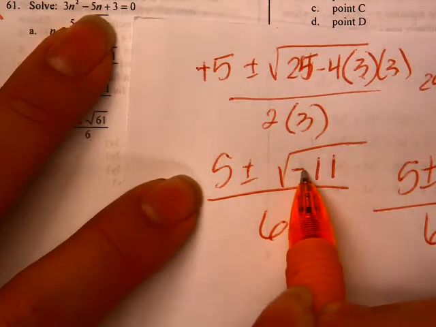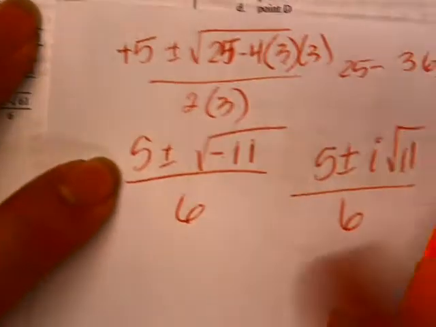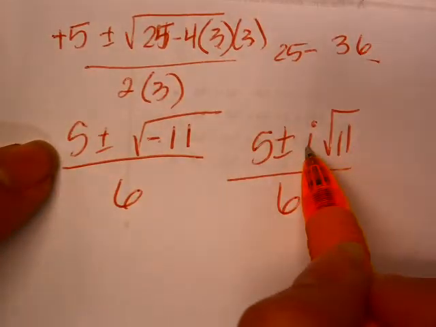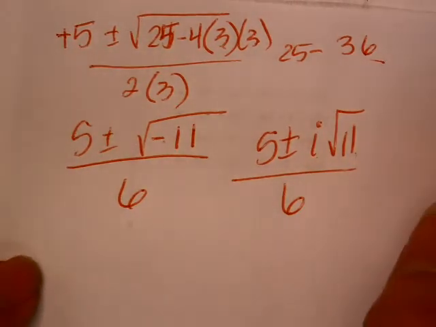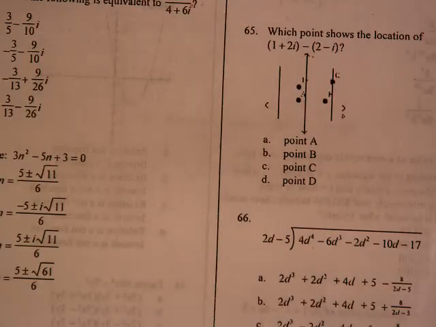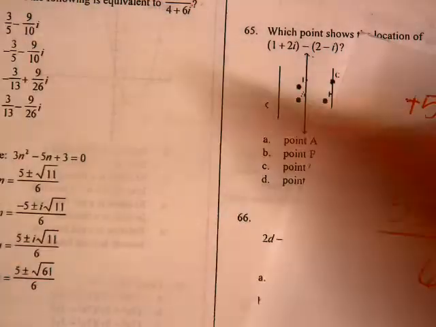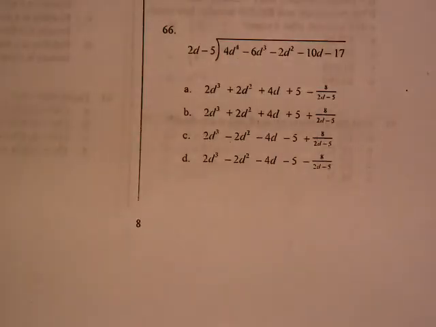So again, the i comes from the negative part, and then root 11, you can't do anything about that. So I look at all my options, and it looks like C is the only one that would work for that.